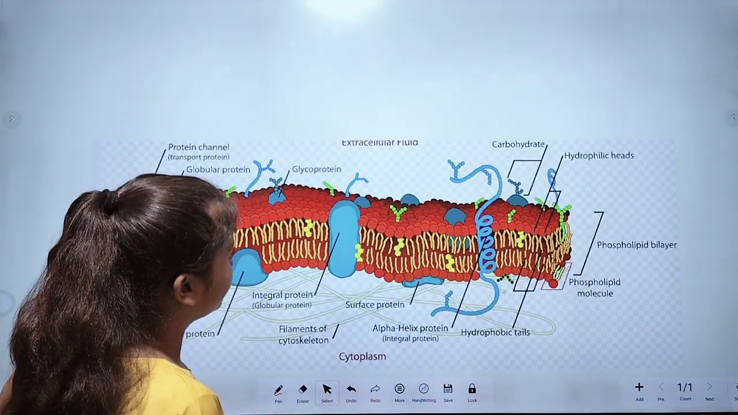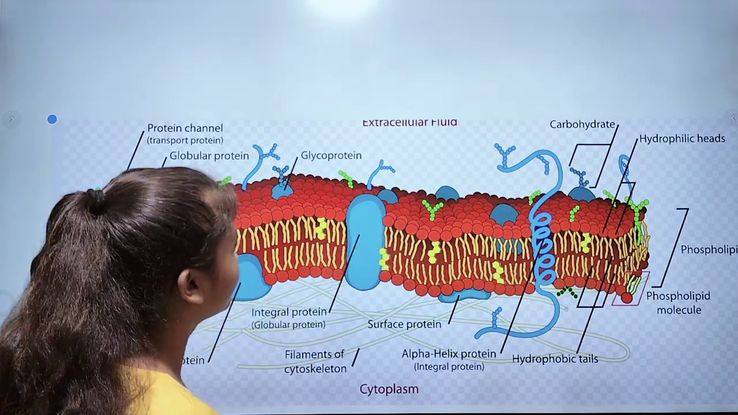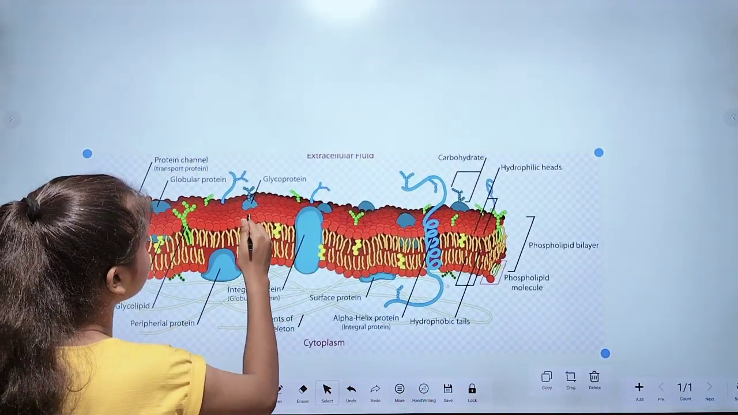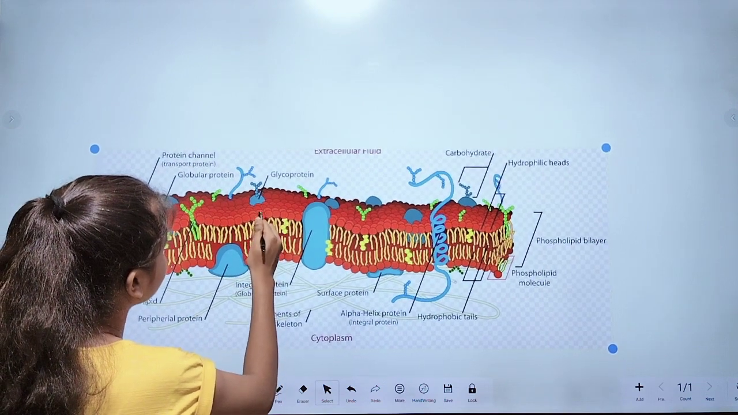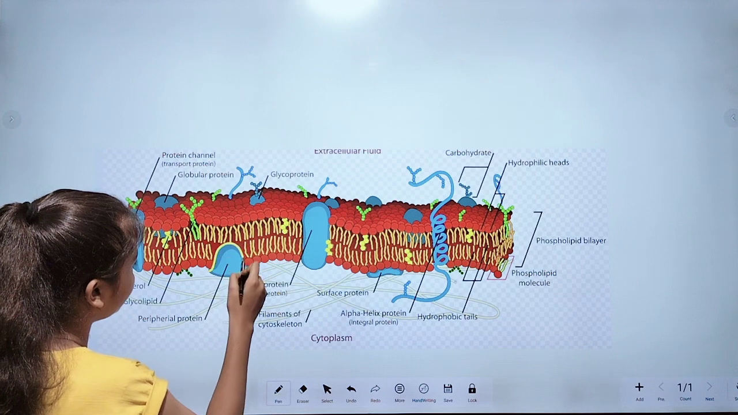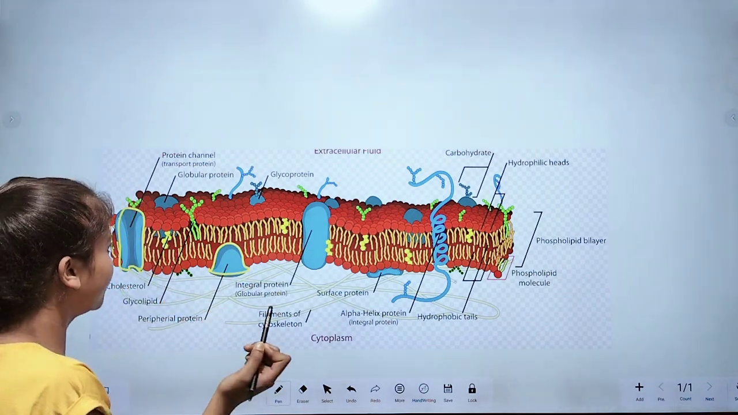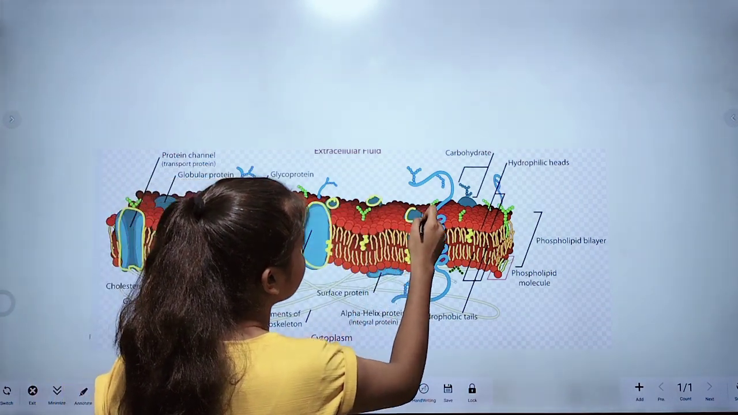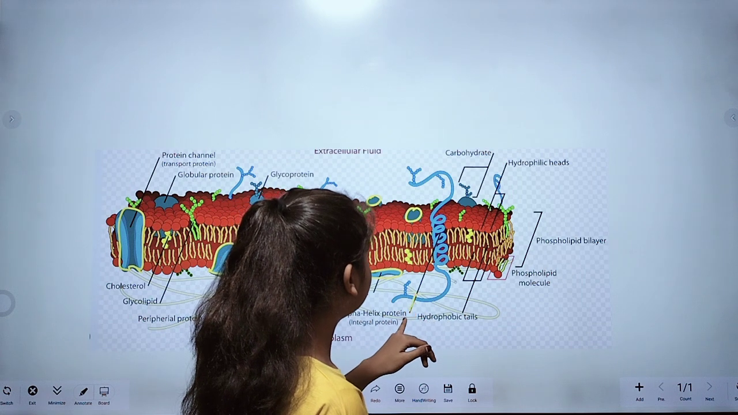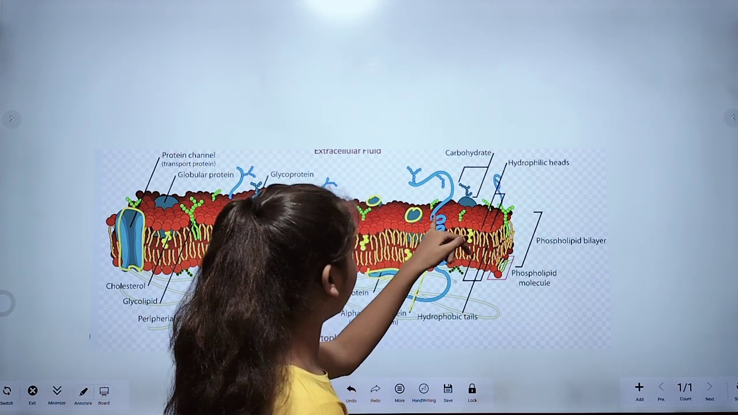You can say it is like a raspberry, have you eaten a raspberry? In the same way, these proteins are arranged like that. You can see here, this one is the raspberry, and this is the phospholipid. This one is the head of the phospholipid, and this one is the tail. This one is a protein which is injected in it like a raspberry, and this one is an integral protein.